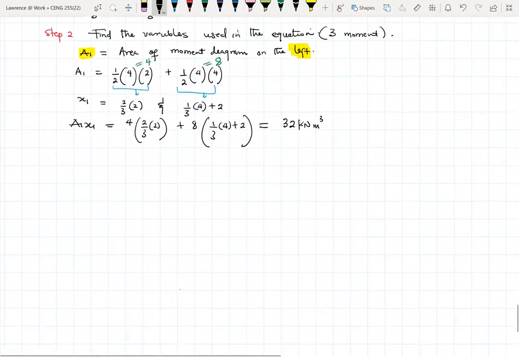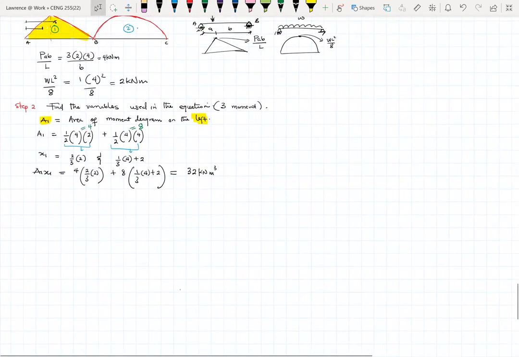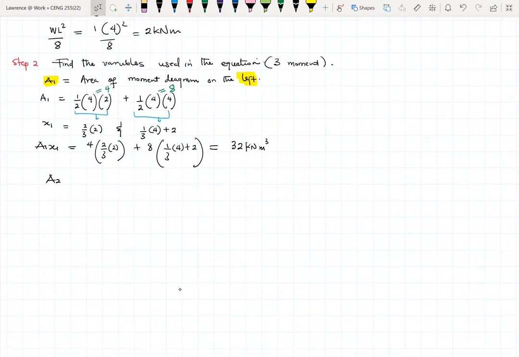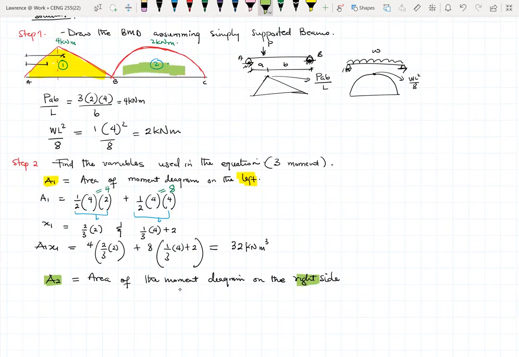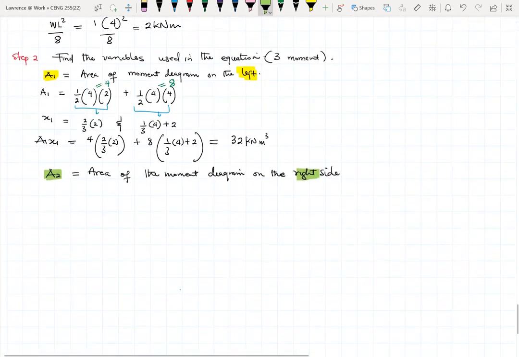Now let's find our A2 x2. A2 will be equal to the area of the moment diagram on the right side. I'm showing that in green here, A2. So you can use the color coding to indicate which is which.